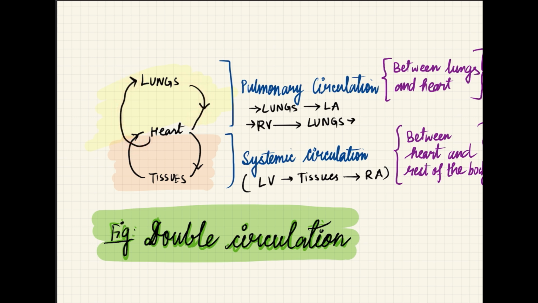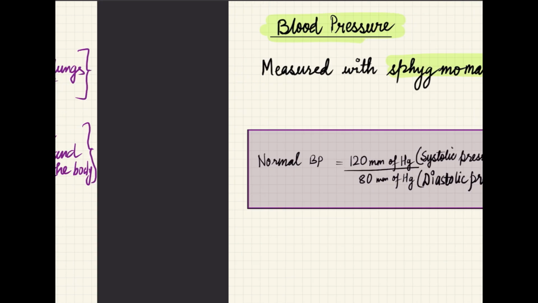What is systemic circulation? From the left ventricle of the heart, when the ventricles contract, oxygenated blood goes to tissues. Who carries it? The aorta, the largest artery in the body. And from the tissues, the deoxygenated blood enters the heart through the inferior and superior vena cava into the right atrium. So the blood has to enter twice to complete one cycle. This is called double circulation.